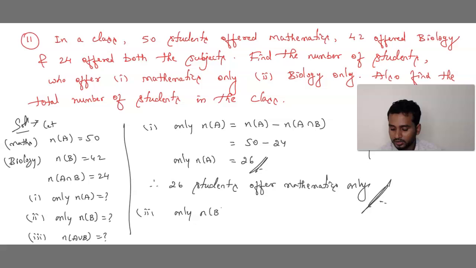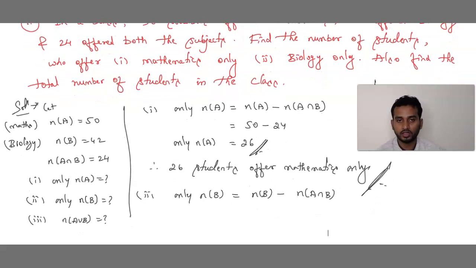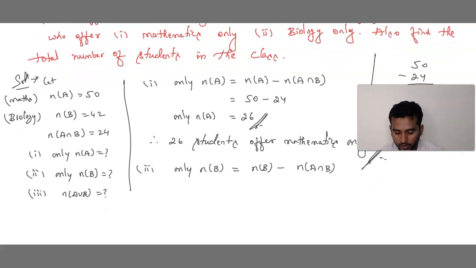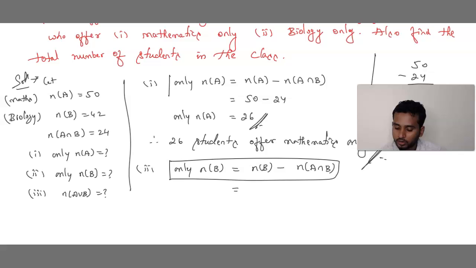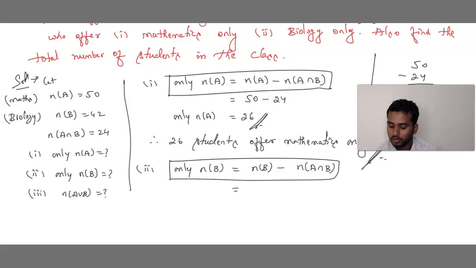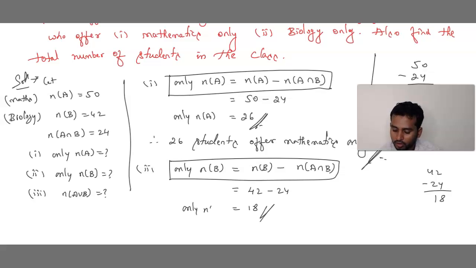So only n of B means n of B minus n of A intersection B. If you don't know how to solve this or if you have any confusion in the formula, so please watch my previous video. Okay, in that I have described how to use these formulas. So try to highlight the main formula. How much is n of B? 42. n of A intersection B? 24. That's nothing but 42 minus 24. 12 minus 4, 8. 3 minus 2 is 1. That's nothing but 18. So only n of B is equal to 18.